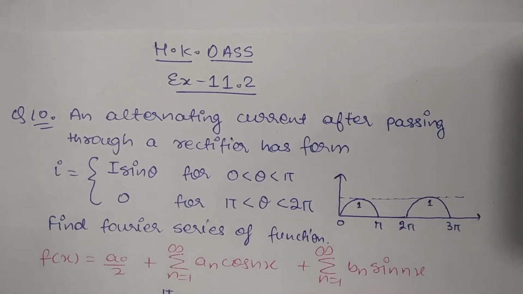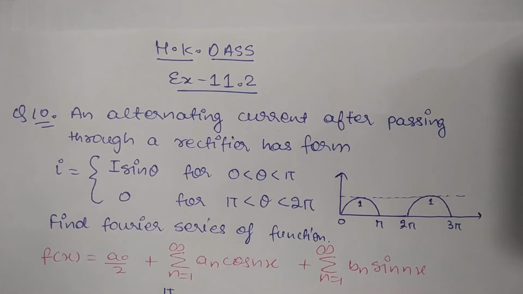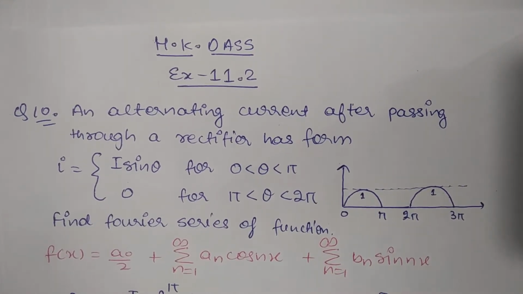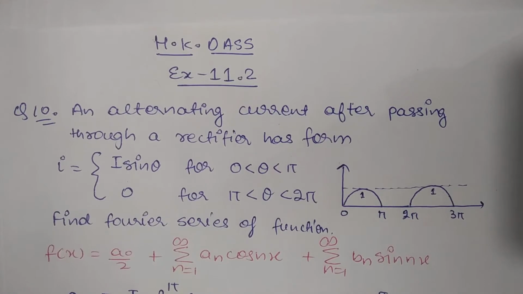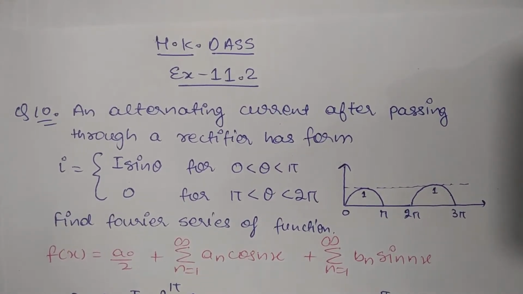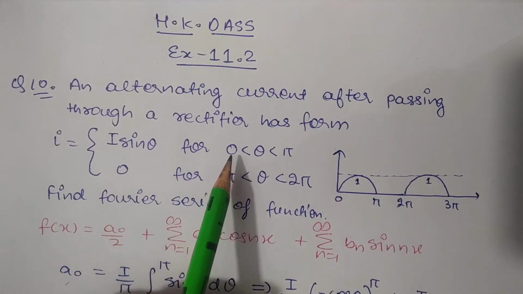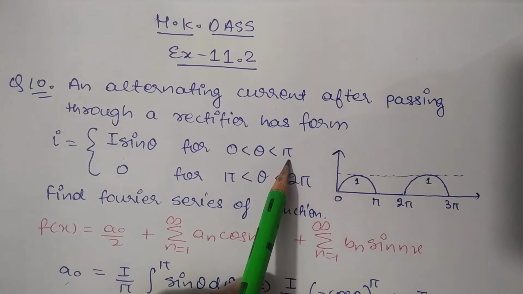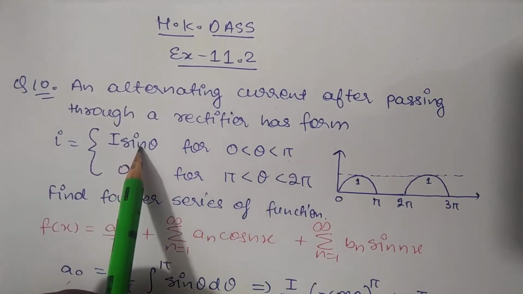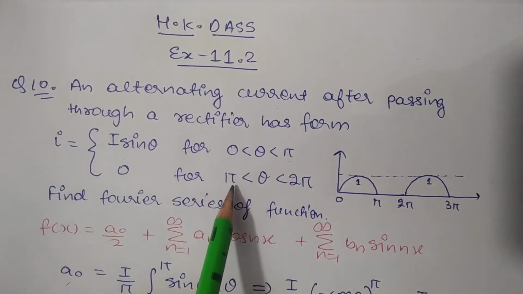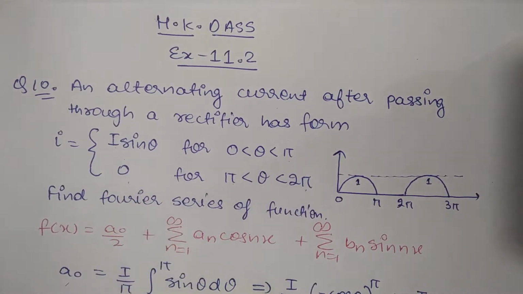So we are solving Mathematical Physics written by H.K. Das, and today we are going to solve question number 10 of exercise 11.2, that is of Fourier series. In this question, students, a function of alternating current is given where the limits are 0 to pi. The function will be I sin theta, and from pi to 2 pi the function will be 0.